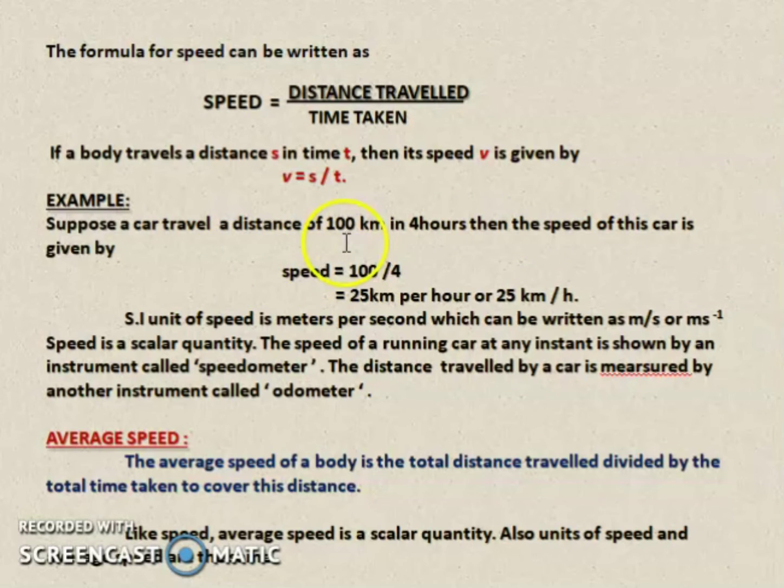So distance is given, that is 100 km. The time is given, that is 4 hours. So speed is equal to distance upon time. So 100 upon 4, that is equal to 25 km per hour.